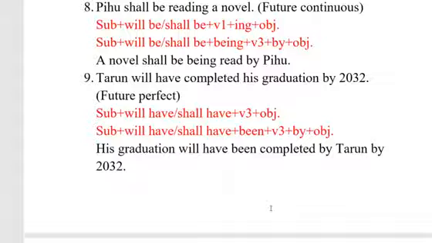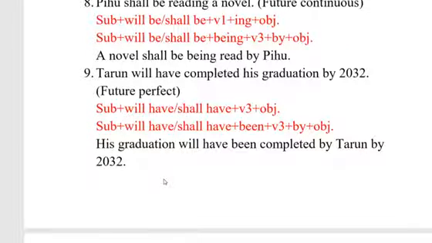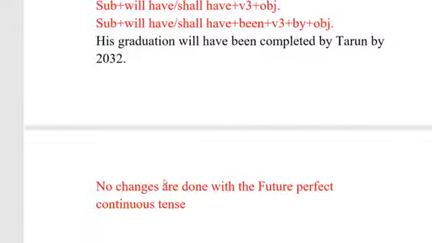Next, the future perfect. Subject will have, shall have, then third form of verb, then object. Tarun will have completed his graduation by 2032. Okay, so his graduation is the object over here. We will put this into the front. His graduation will have been. Yes, here the been word will be added. Completed, third form of verb, by Tarun by 2032. Again, future perfect continuous tense, or the sentences with future perfect continuous tense, are not changed into passive form.